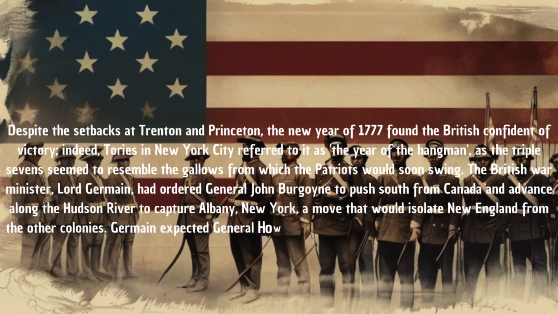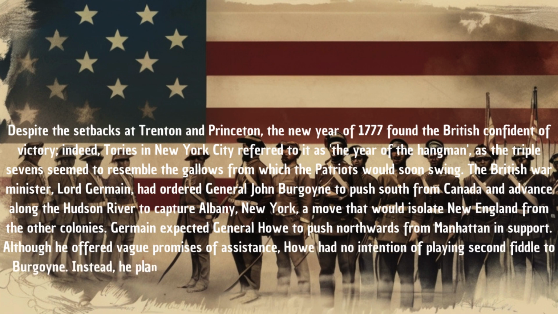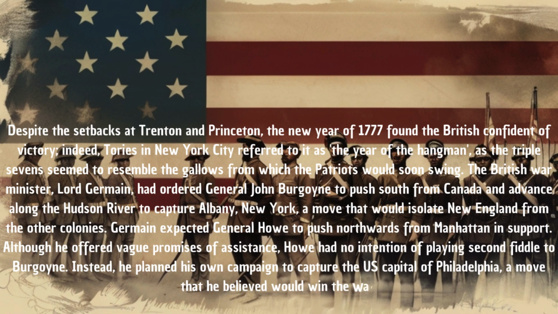Germain expected General Howe to push northwards from Manhattan in support. Although he offered vague promises of assistance, Howe had no intention of playing second fiddle to Burgoyne. Instead, he planned his own campaign to capture the U.S. capital of Philadelphia, a move that he believed would win the war.